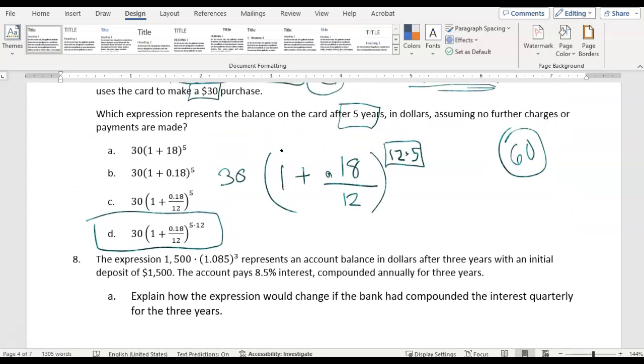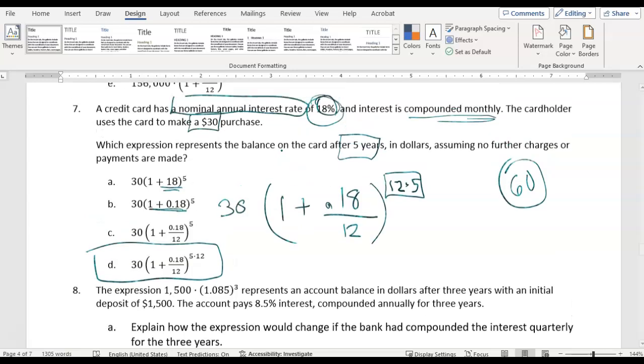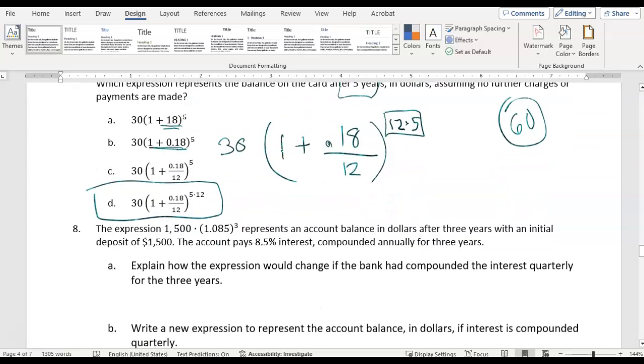For A, I'm just going to go through this so you know. A, they did not turn that percent into a decimal. B, they added it to 1, which is good, but they forgot about the division of 12 piece, right? That this needs to be broken up because this is the nominal interest rate.